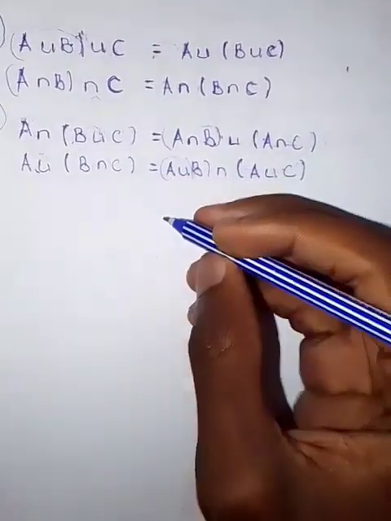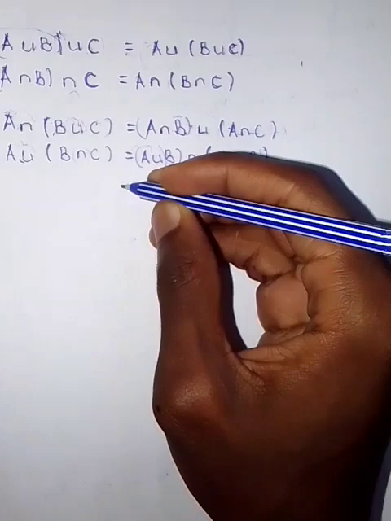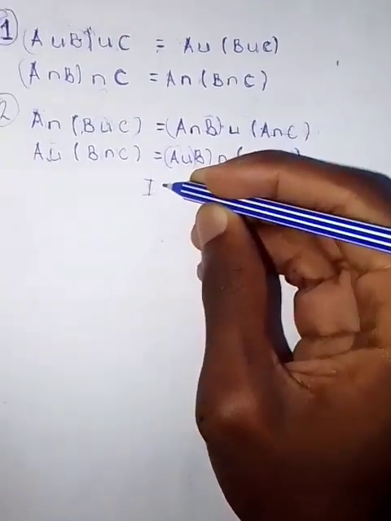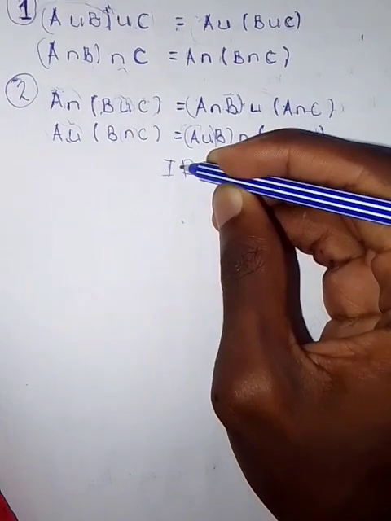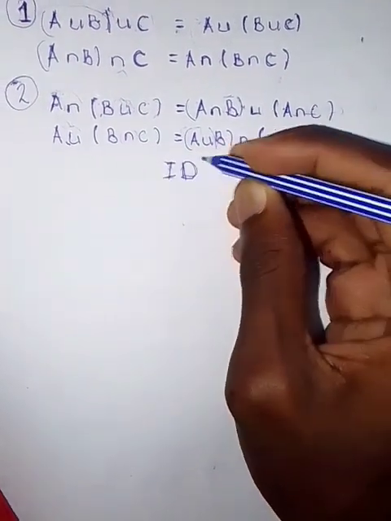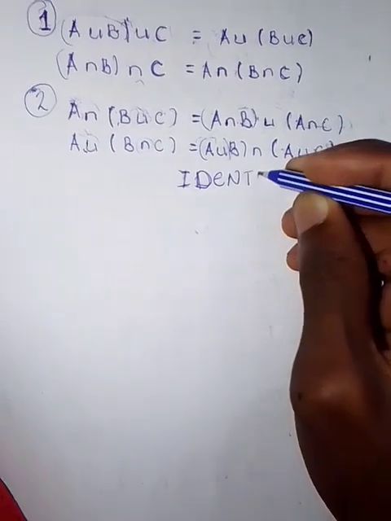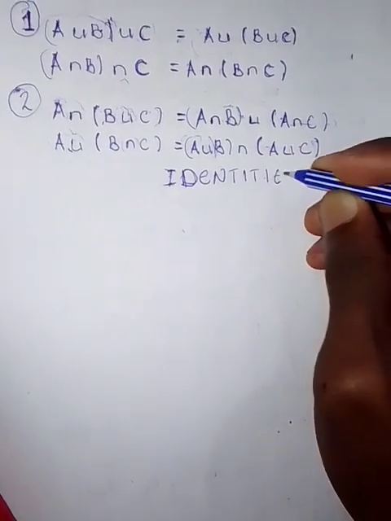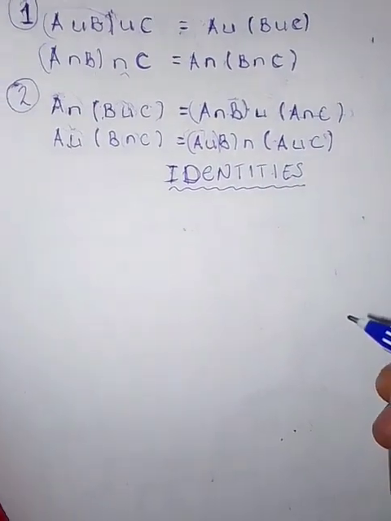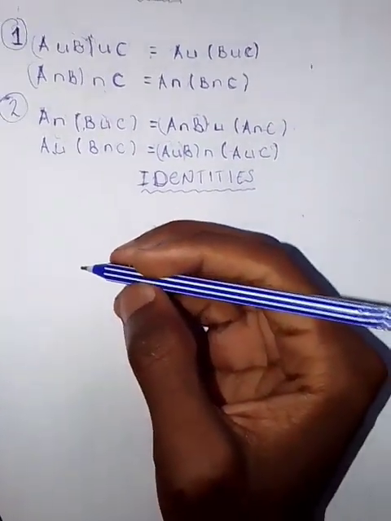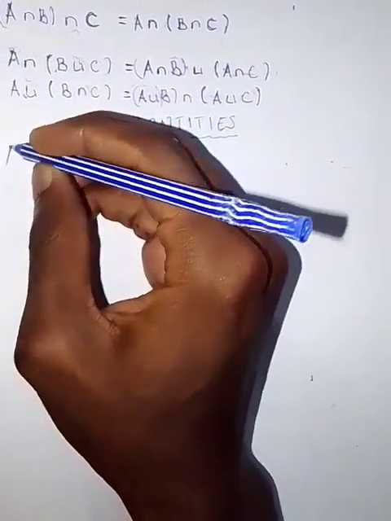So now there are some important identities that you should be aware of. Some of these are, let me say, identities. So these identities, the first identity is A.